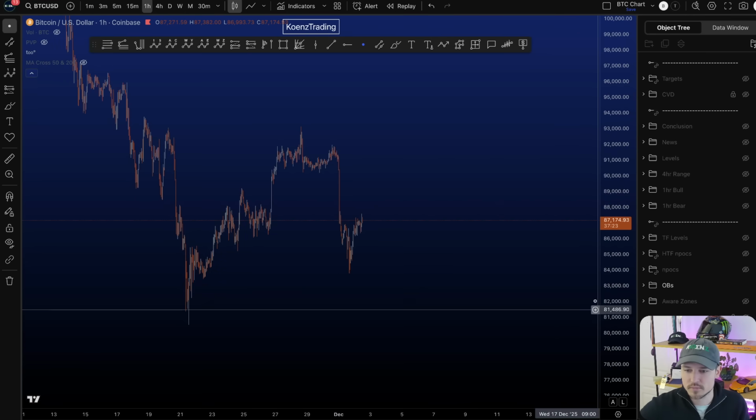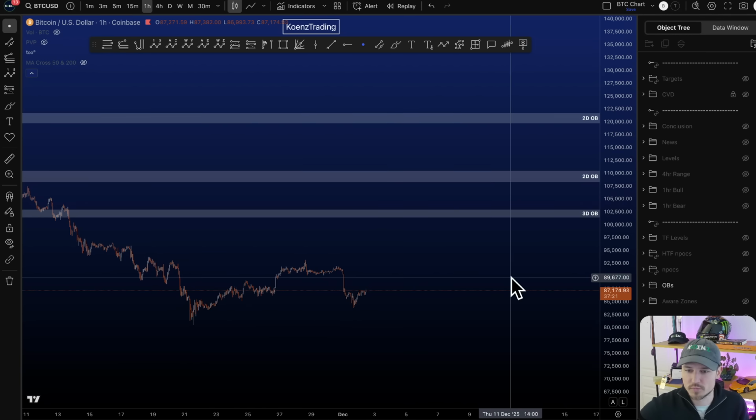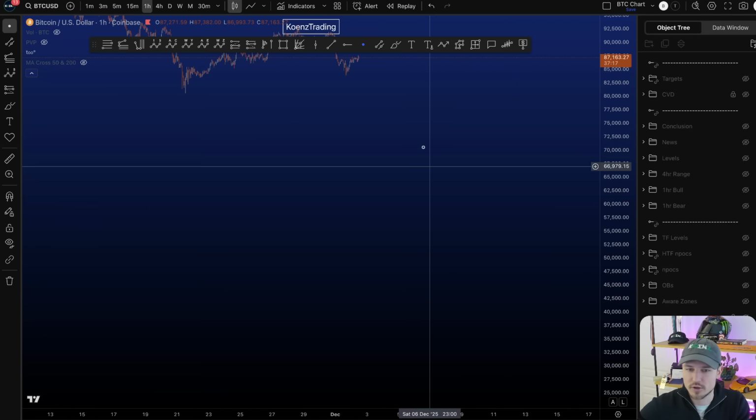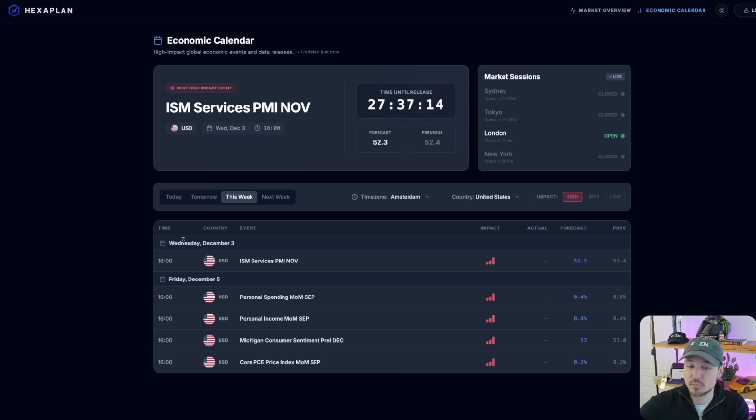Then we have time frame horizontals here, including the 1 hour gap low that I have on my chart. Order blocks up here. We have some order blocks, and then all the way at 30K as well.